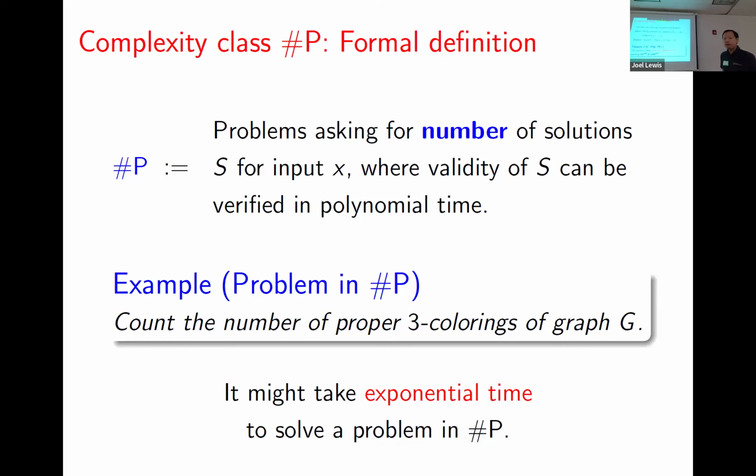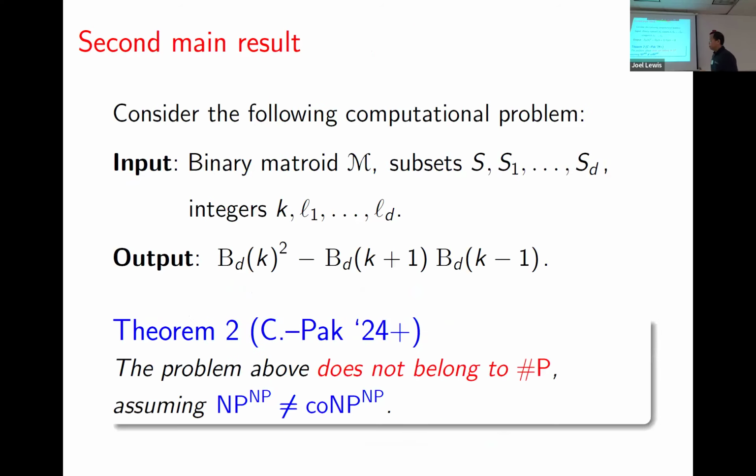Now, without further delay, here is our second main result. What we say is like this. Let us view the Stanleyan inequality as a computational problem. In this case, the input will be a binary matroid M, a subset S, S1 up to SD, and integers K, L1, L2 up to LD. So these are all of the input that you need to define the Stanleyan inequality.